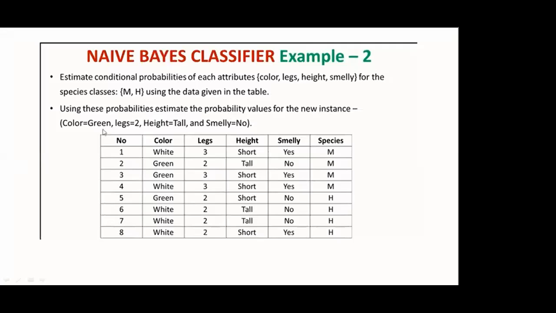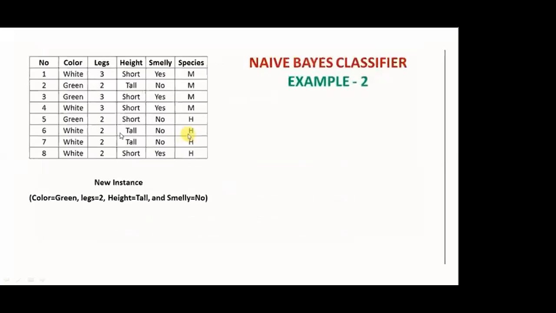for the new instance. This is a new example where color is green, two legs, height is tall, and not smelly. Given this condition, what is the probability that it is either M species or H species? So for this condition, we need to find the probability of it being M species or H species. Is it clear? This is the given data, and this is the new instance for which we have to find the probability.